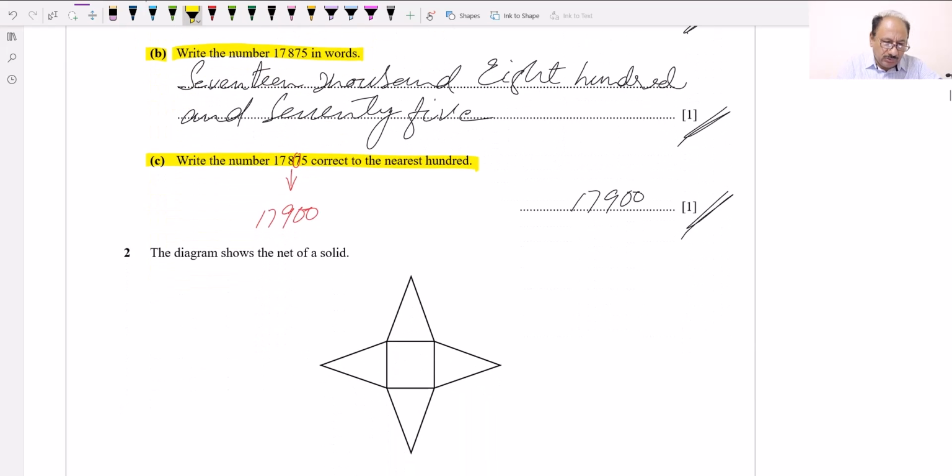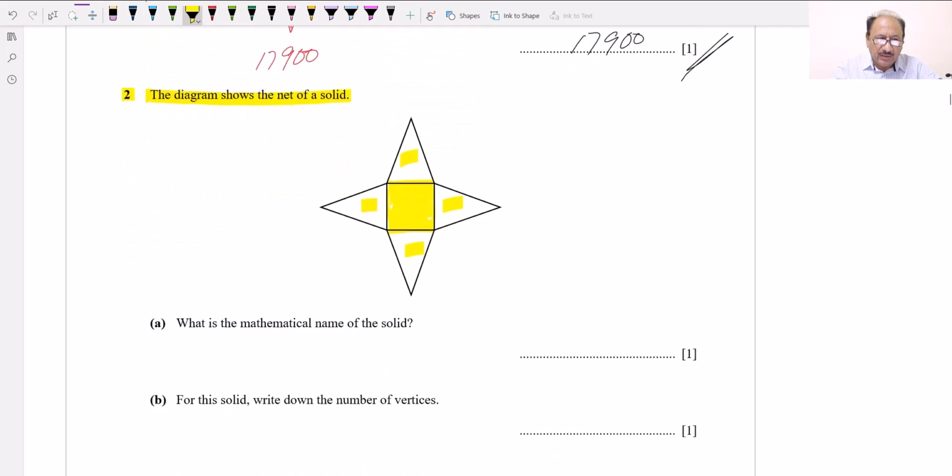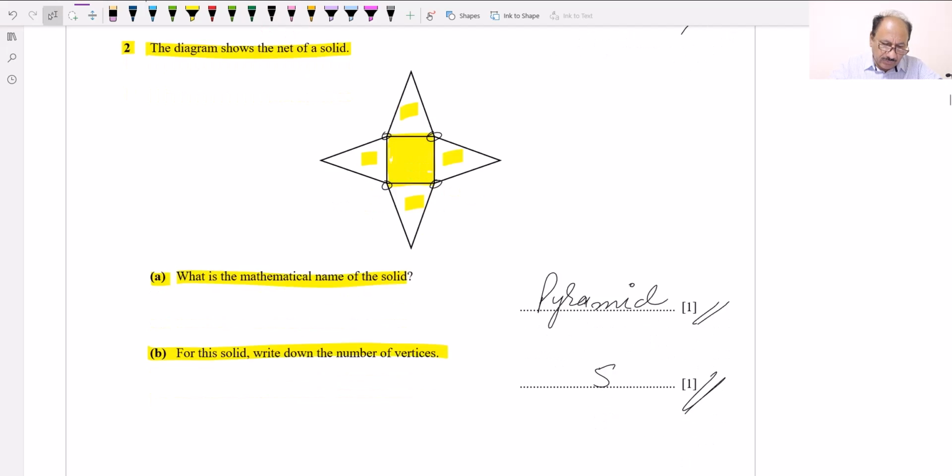Then question number 2. Question number 2 says the diagram shows the net of a solid. This is the base, and these are basically 1, 2, 3, 4 sides. A part is what is the mathematical name of the solid. So it is a pyramid. We can write pyramid as our answer, and this is for 1 mark. B part says for this solid, write down the number of vertices. So vertices will be 1, 2, 3, 4, and then on the top will be 1. So it will have 5 vertices, and this is a 1 mark question which is done.